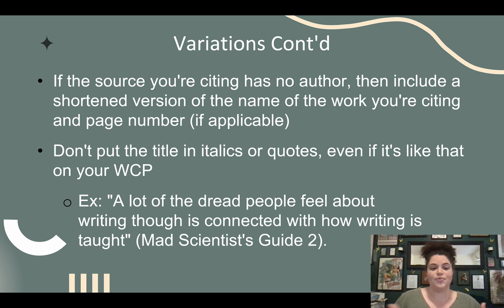So for this example, "A lot of the dread people feel about writing, though, is connected with how writing is taught." Same example we've been using. This comes from a book, a whole book. So in my works cited page, Mad Scientist Guide would be in italics because it's the name of a larger book. But in my in-text citation, it's just normal. It's not italicized whatsoever.